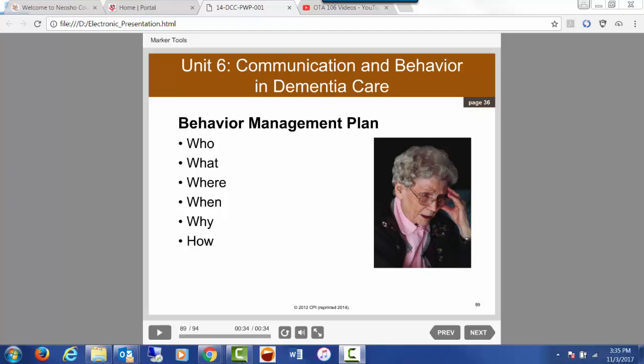Other behavior problems might be sad mood or depression, such as tearfulness, feelings of worthlessness, and low interest. And lastly, wandering.